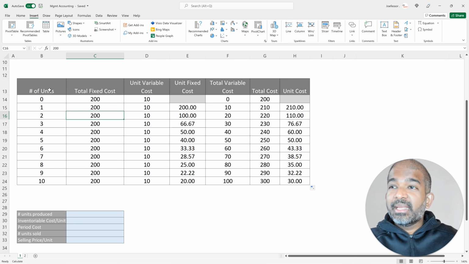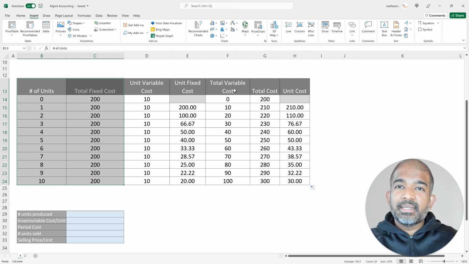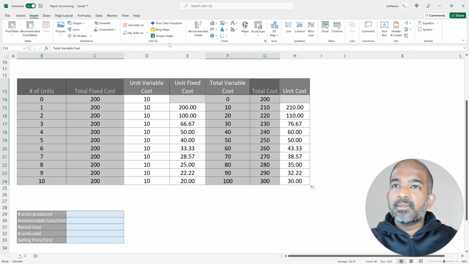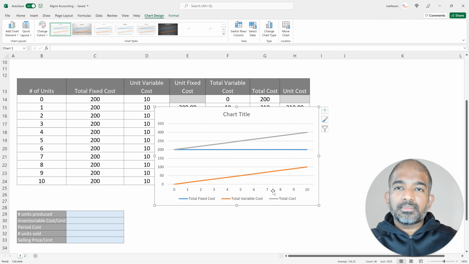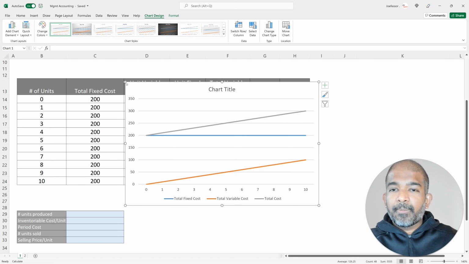Now I'm going to create a chart so we can visually see and understand some of these variables. Insert recommended chart. So the blue line here represents the total fixed cost. You can see that does not change depending on how many units you produce, which is shown here on the horizontal axis between 0 to 10.